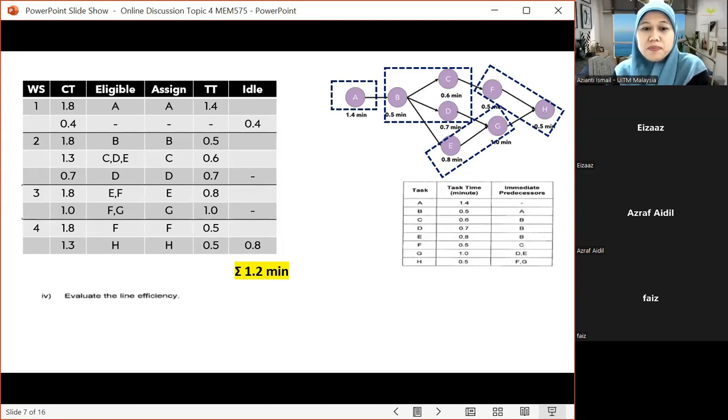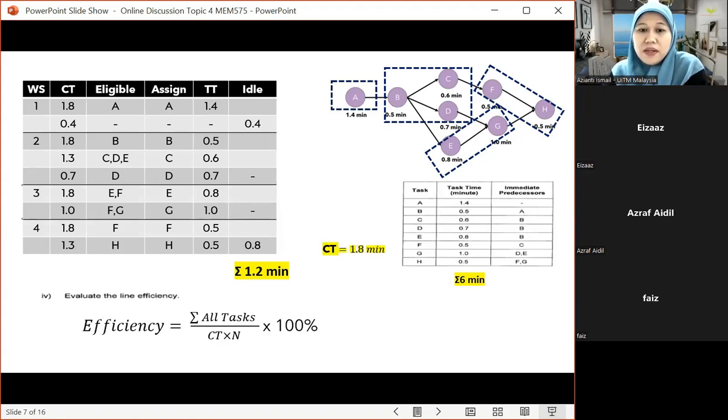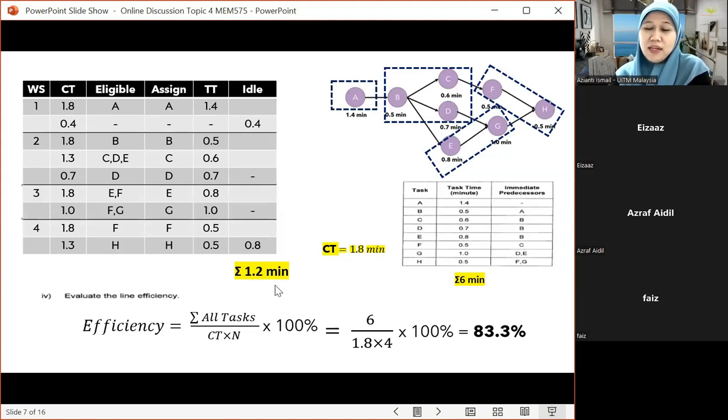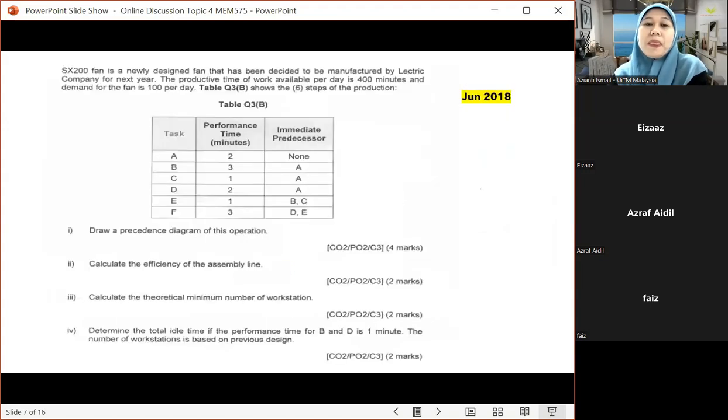Okay. Now the next question, evaluate the efficiency of the line. So the efficiency formula is the sum of all tasks divided by CT times N, and then times 100. So we have the sum from earlier, all tasks 6 minutes. CT 1.8 times 4, workstations here are 4, we get 83.3. Okay, finished, because we have answered all 4 questions. Okay, so you get 10 points for that.